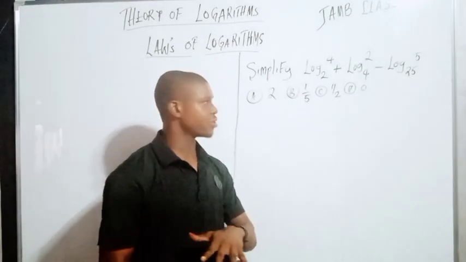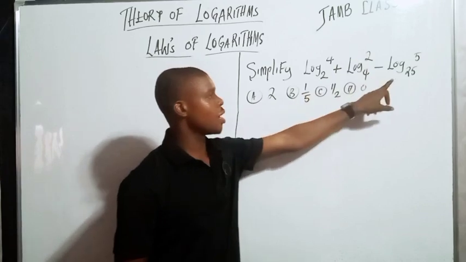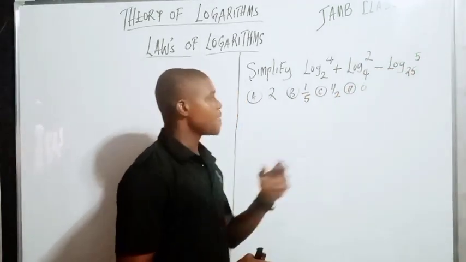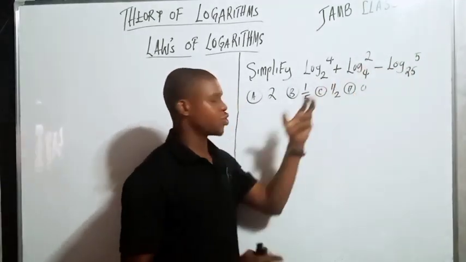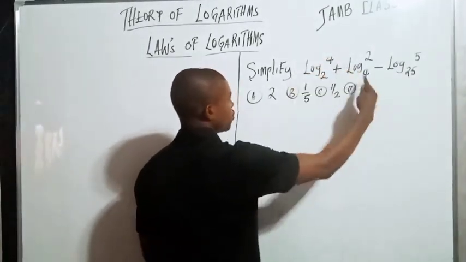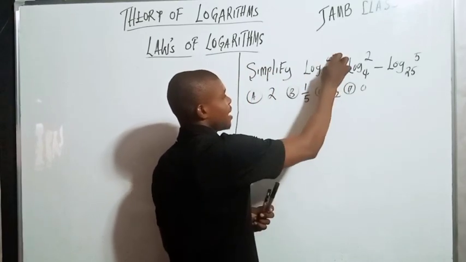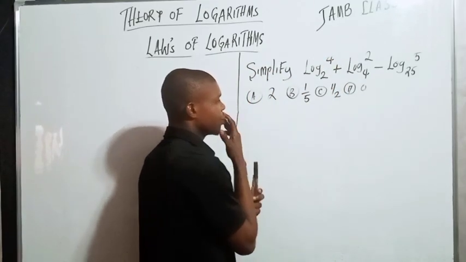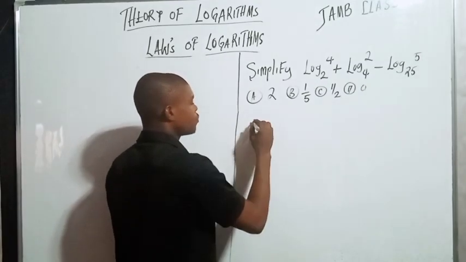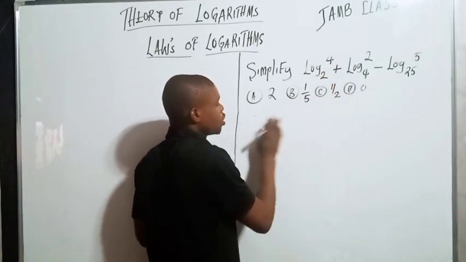How do I evaluate this question here? Common JAMB question. Here we have log 2 4, log 4 2, and log 25 5. Now they all have different bases, so we cannot combine them together. However, I can reduce each of them. So now let me see how the bases can be the same.